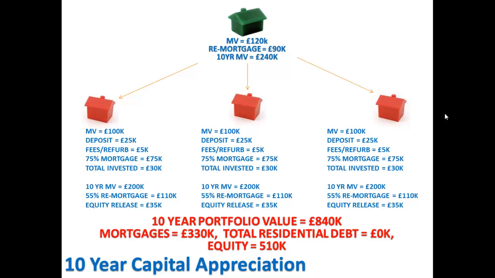The other ones have 55% mortgages on them, and overall, you've got a portfolio value including your residential property of £840,000. You've got mortgages of £330,000, and the debt on the property you live in is 0, and you've got £510,000 of equity in the properties that you've got. So if you sold everything, you'd have £510,000 in your bank.